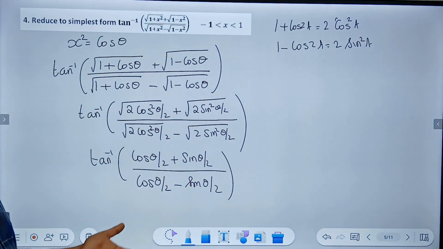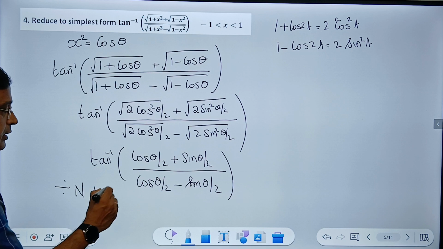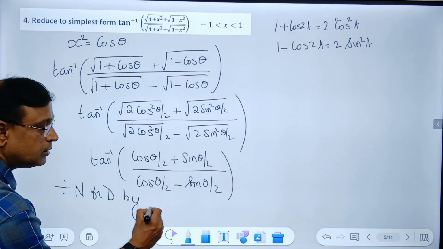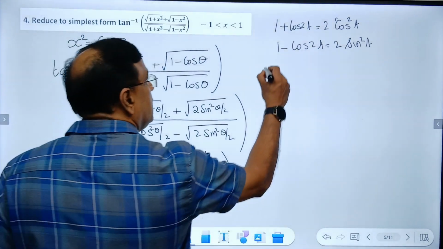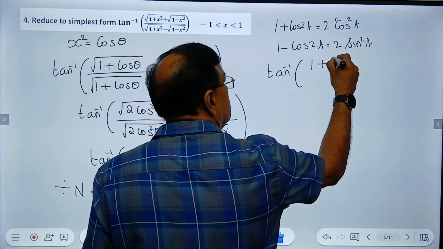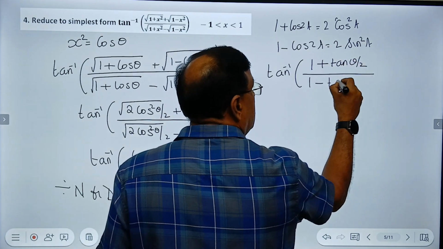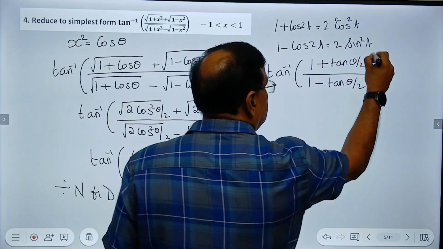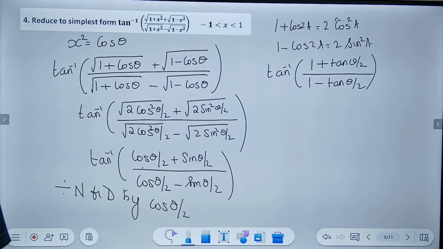By now you definitely know what you should do. Divide numerator and denominator by what? Yes, cos theta by 2. So what will I get? I'll get tan inverse of 1 plus tan theta by 2 divided by 1 minus tan theta by 2.